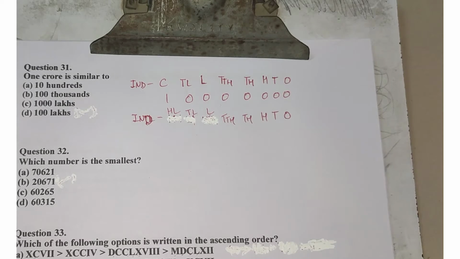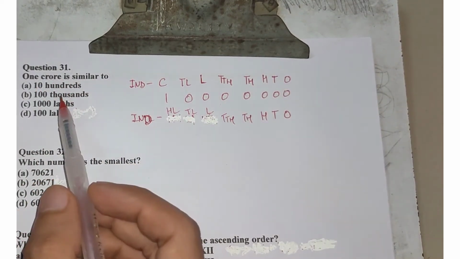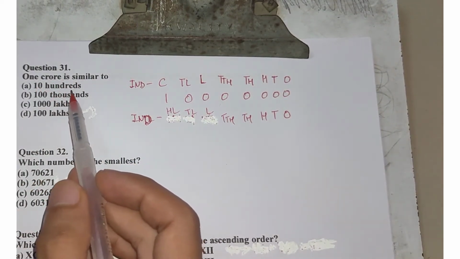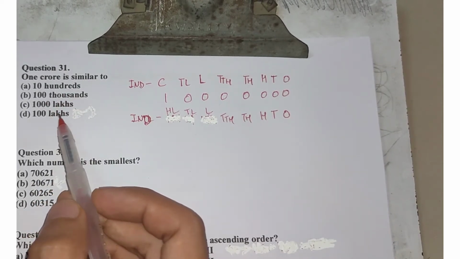Standard 6 NCERT Mathematics, chapter number 1, Knowing Our Numbers, question number 31 in the MCQ section. Here we have been given that 1 crore is similar to dash. It is 10 hundreds, 100 thousands, 1000 lakhs or 100 lakhs.